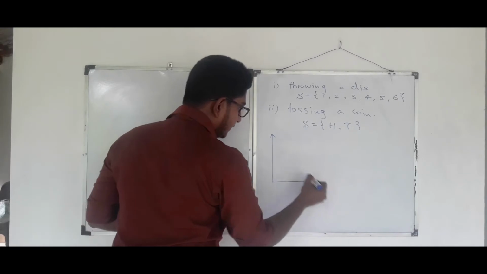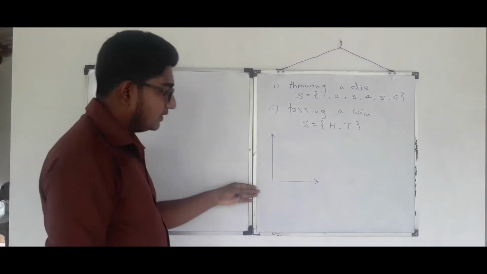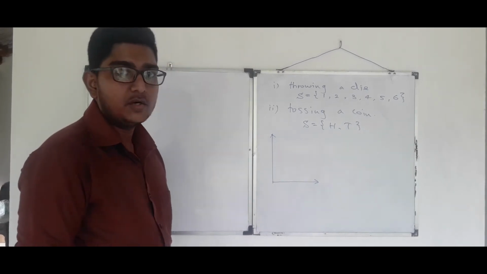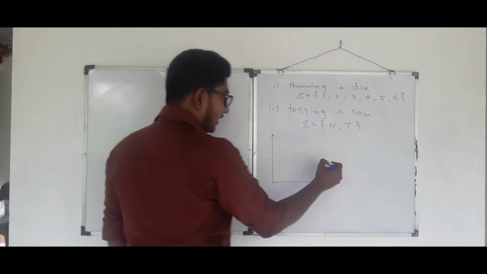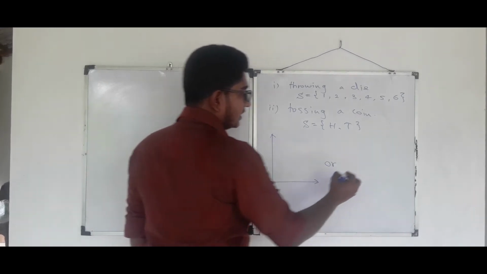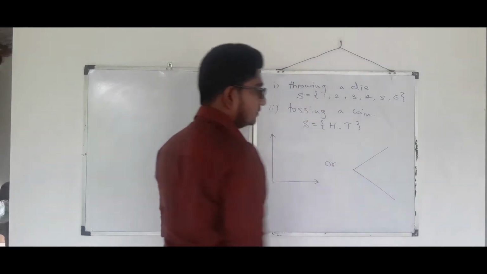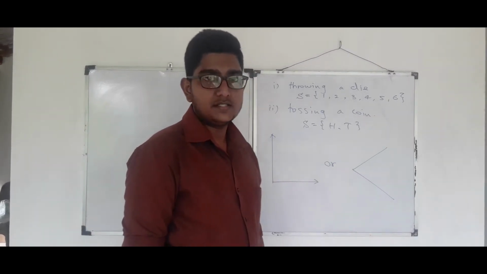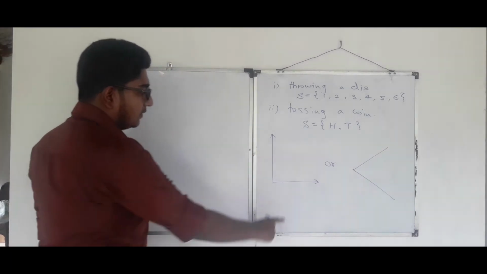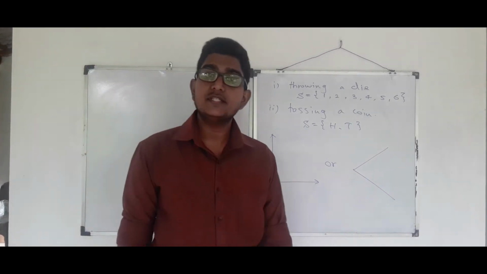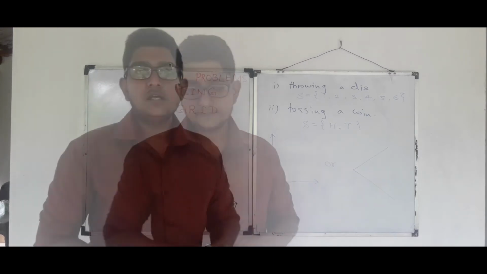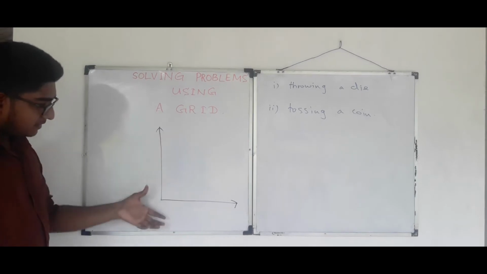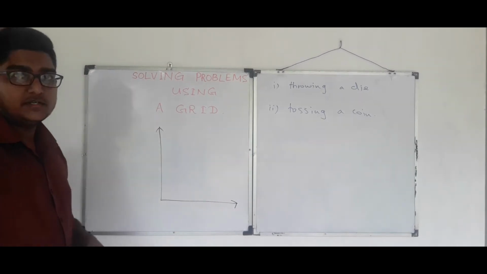For that, we can use a grid like this. This is nothing but an xy coordinate plane. Or else, we can use a tree diagram, including possible outcomes in these branches. In this video, I am going to discuss the grid method. Okay, here, this is the sketch of a grid.